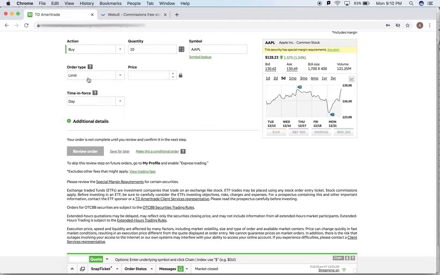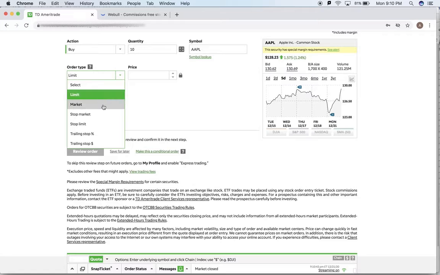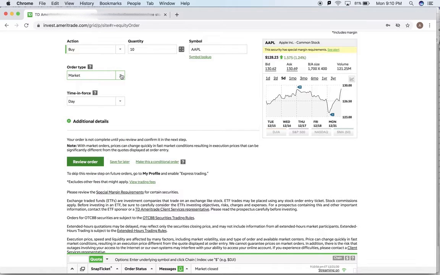And here's the important aspect of putting any order in: the order type. There are a few options here, but let's just focus on limit and market for now. The rest can do some really powerful things, and I'll go into it. But for the sake of buying and selling really quickly, limit and market can suffice. So let's say we go ahead with the market order.